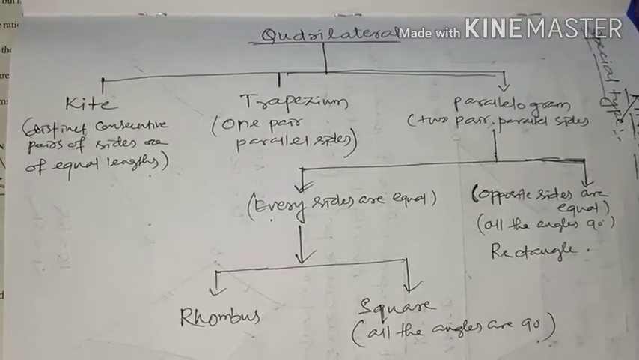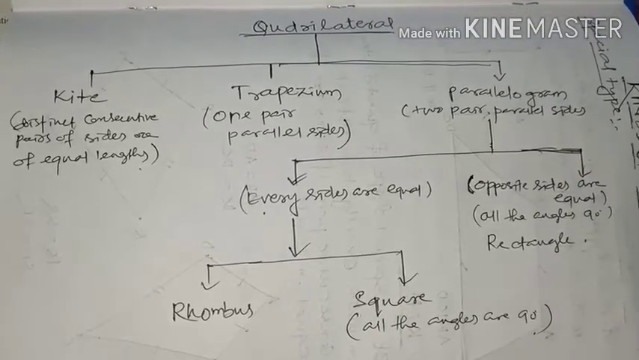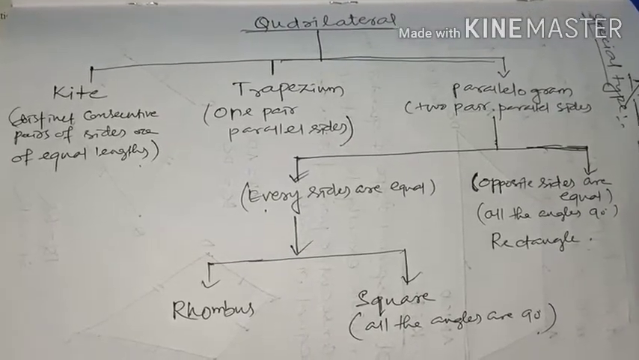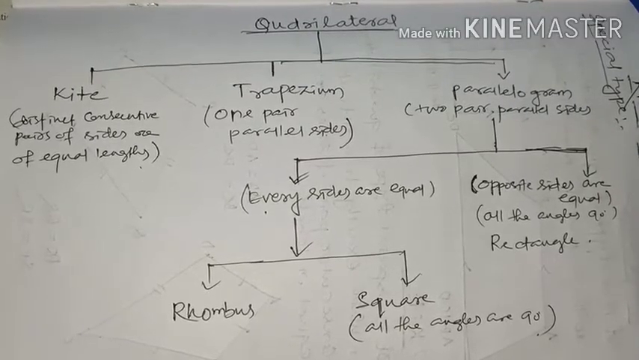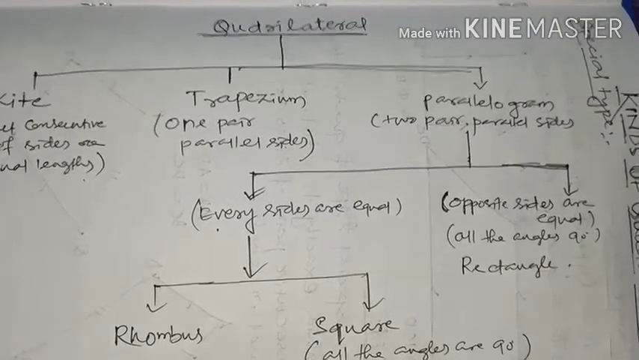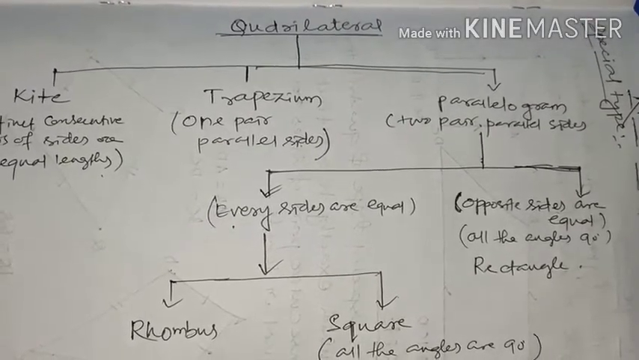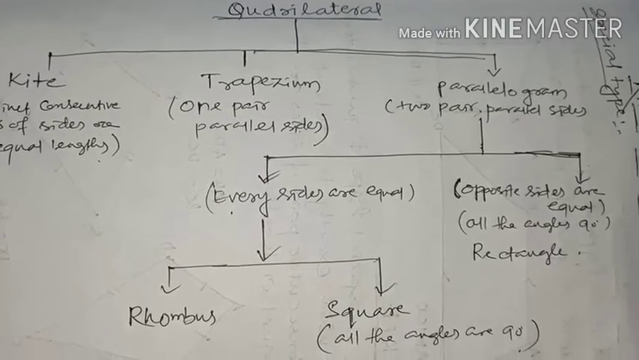Next type is trapezium. A trapezium is a special type of quadrilateral where one pair of sides are parallel to each other. Only one pair of sides are parallel to each other. So next type is your parallelogram. Parallelogram is a kind of quadrilateral where two pairs of sides are parallel. Opposite sides are parallel to each other.